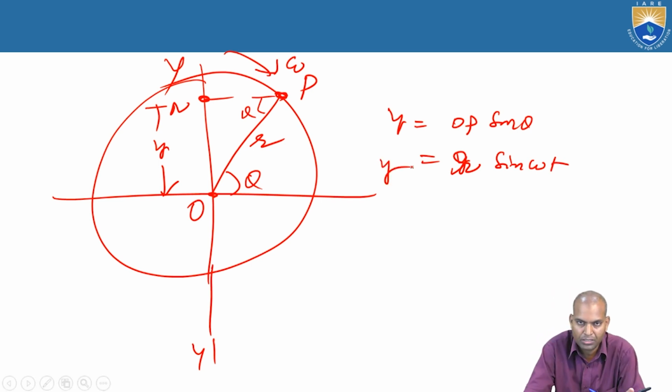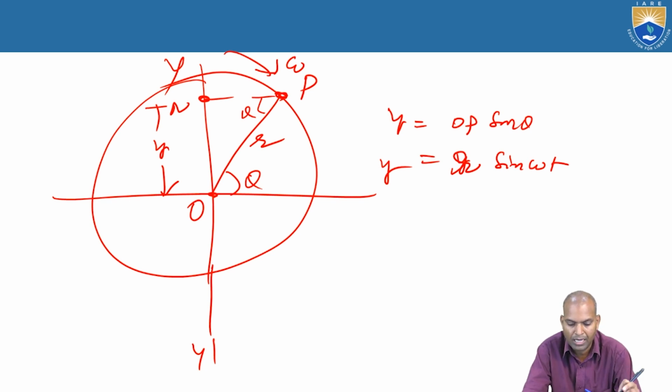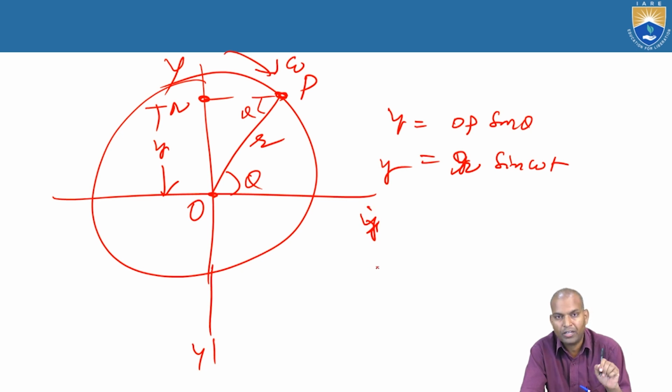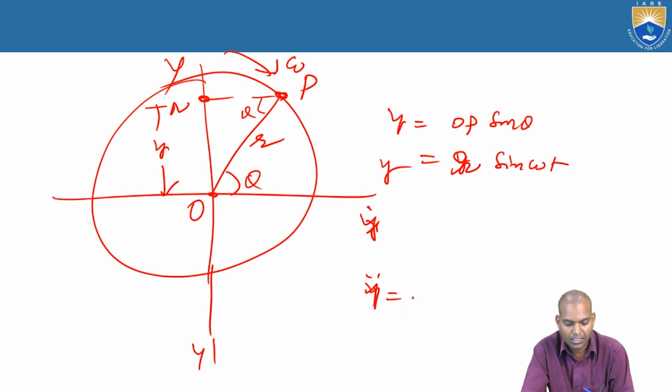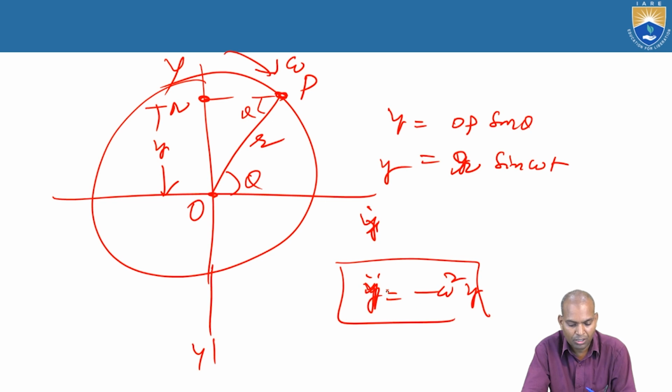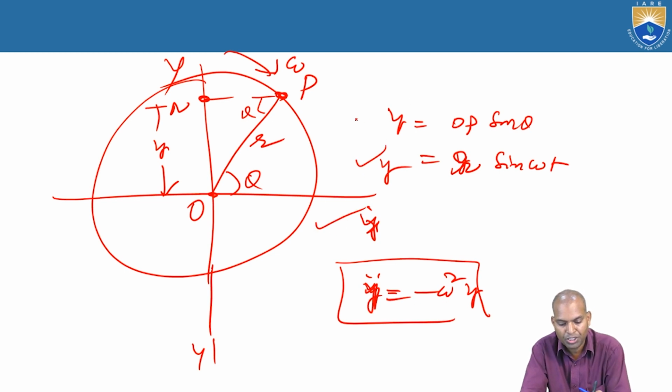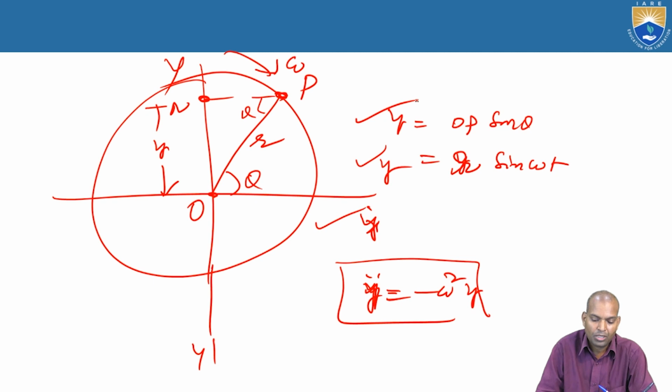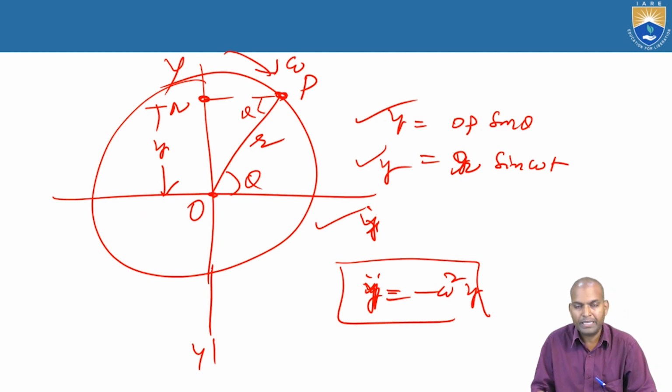If we differentiate the displacement equation with respect to time, we obtain the velocity, that is y dot. If we differentiate the velocity equation with respect to time, we get y double dot, which is known as acceleration. That is minus omega square times y. By using these equations, we have to solve the problems. With this, we have completed the glimpse of all 5 modules in this session.